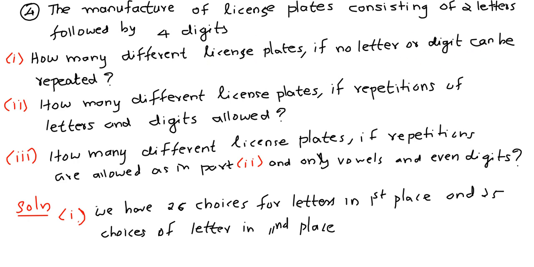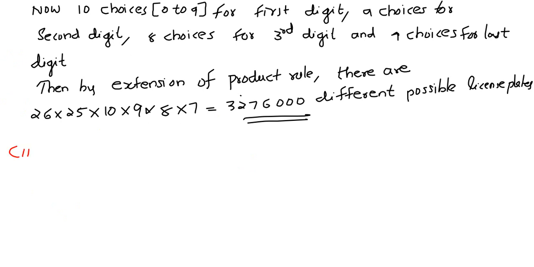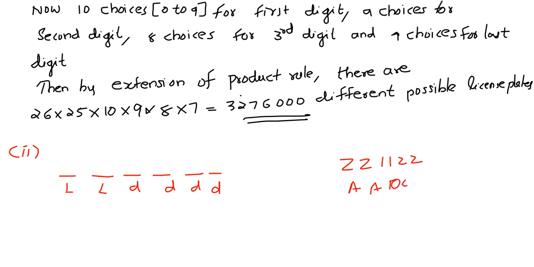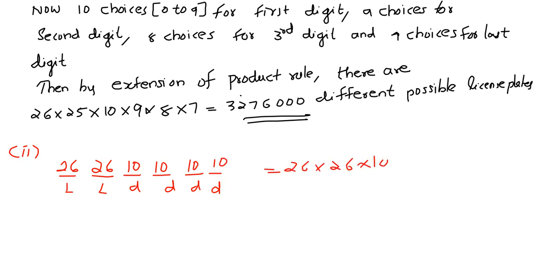Second, how many different license plates if repetitions of letters and repetitions of digits are allowed. For solving this, we have first 2 letters, and then 4 digits. Here repetitions are allowed. That means like this Z 1 1 2 2, like A 0 0 1 2. If repetitions are allowed, first case there are 26 choices, second case also 26 choices, digit is 10 choices, second is 10, 10 and 10. The final answer is 26 into 26 into 10 into 10 into 10 into 10.